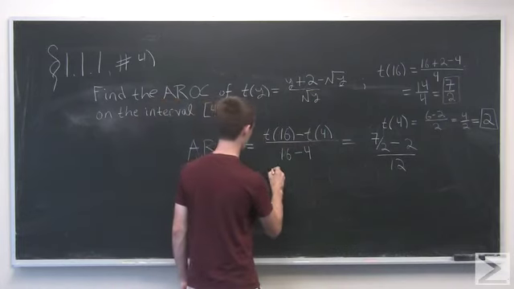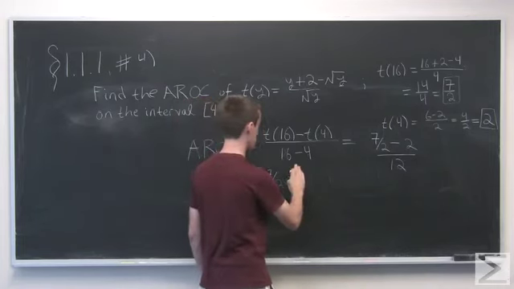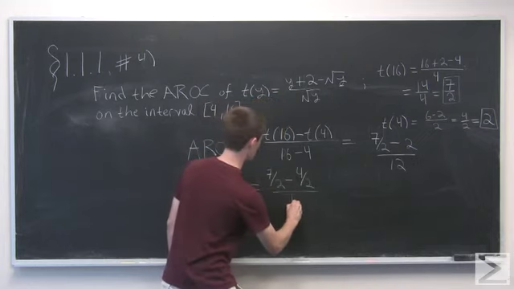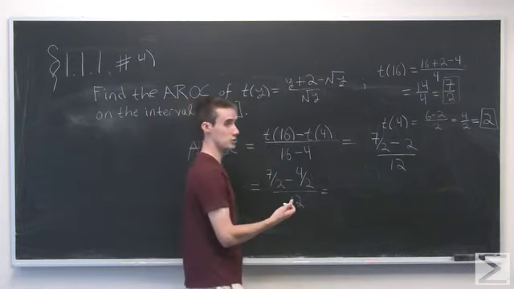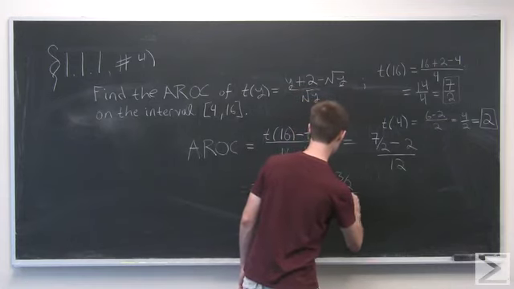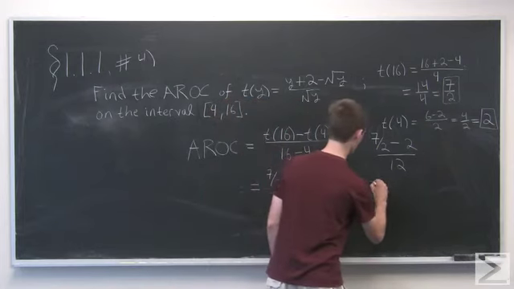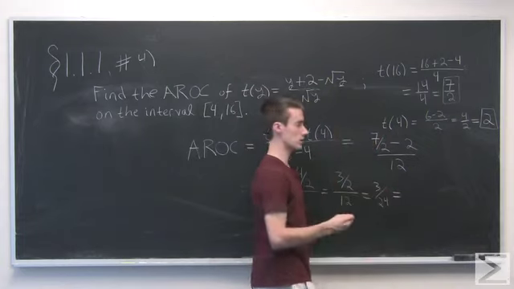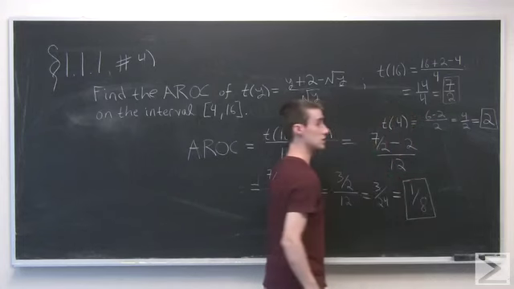So now we have 7 over 2 minus 2, but we want to make this a little bit easier with the fractions to add them, so we write 4 over 2, all over 12. Now we have 7 over 2 minus 4 over 2, which is 3 over 2, over 12, which is the same as 3 halves times 1/12, or 3 24ths, which then simplifies to 1/8, which is our final answer.